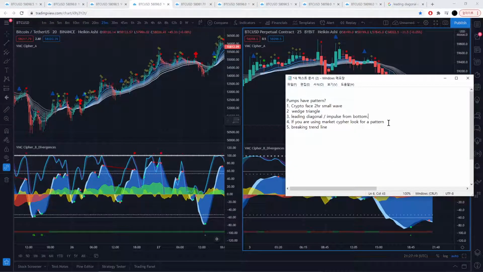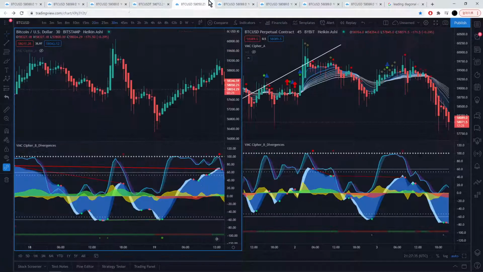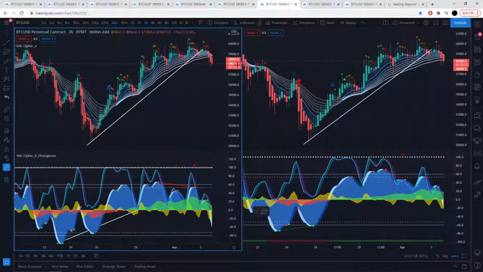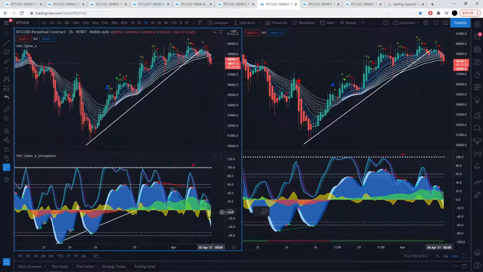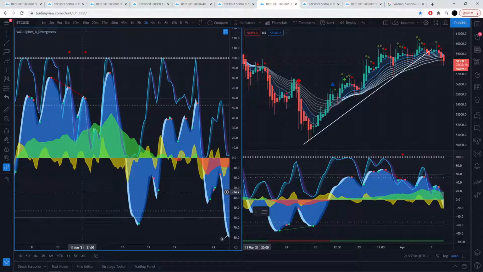Okay, and market cipher pattern. For those of you who are using Market Cipher, I would recommend that you learn how to read the indicator before you actually go into positions. What I normally do is study the patterns before I go in. When the three waves are pointing in the same direction, that's when you go into position.